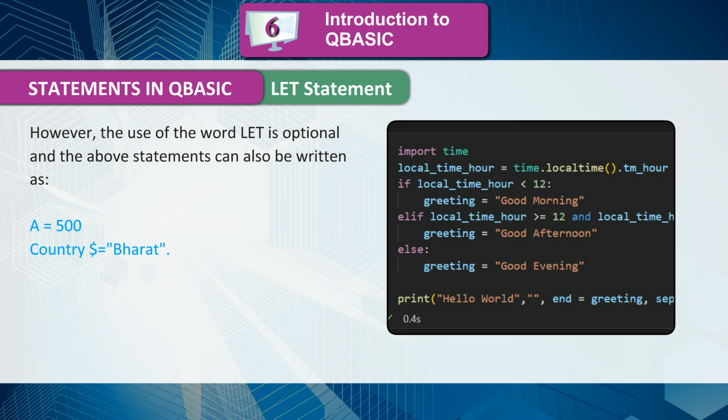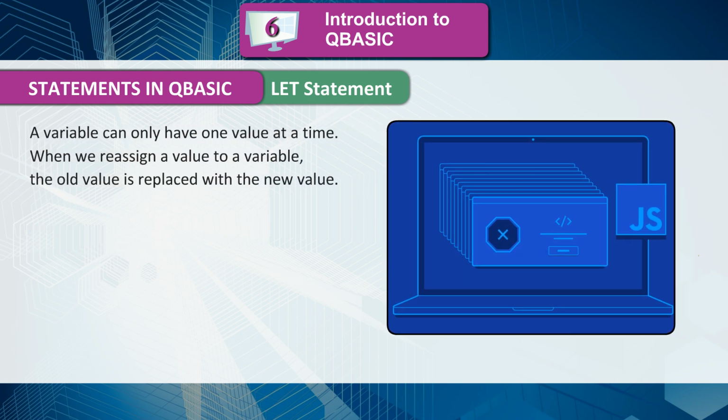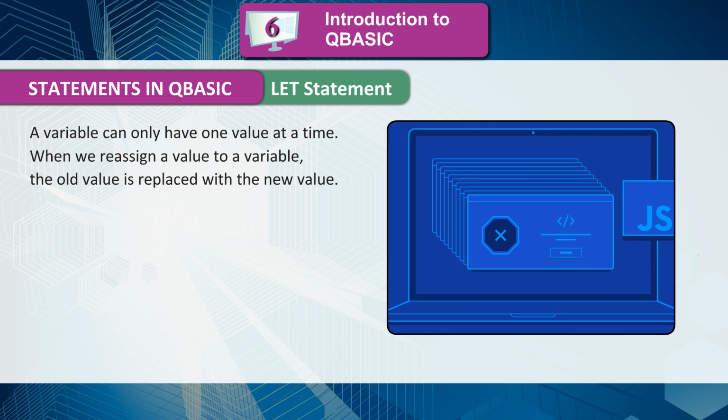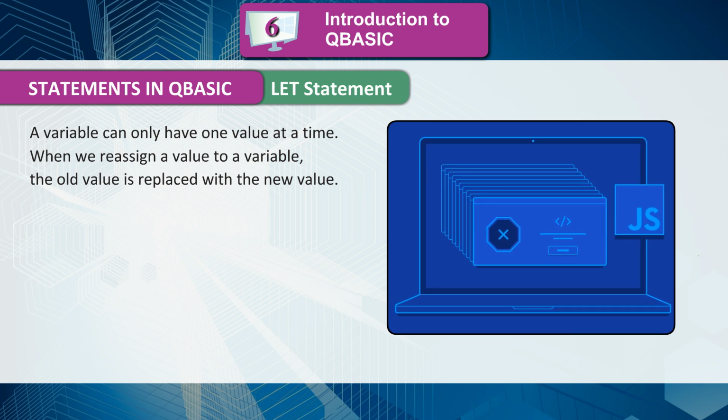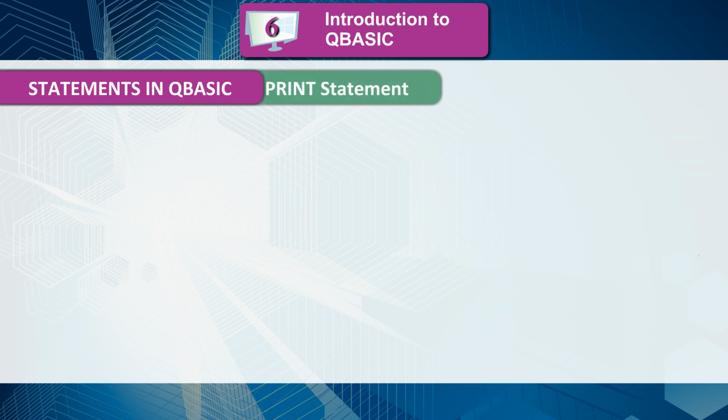This statement assigns the value Bharat to the string variable country$. However, the use of the word LET is optional, and the above statements can also be written as A = 500, country$ = "Bharat". A variable can only have one value at a time. When we reassign a value to a variable, the old value is replaced with the new value.